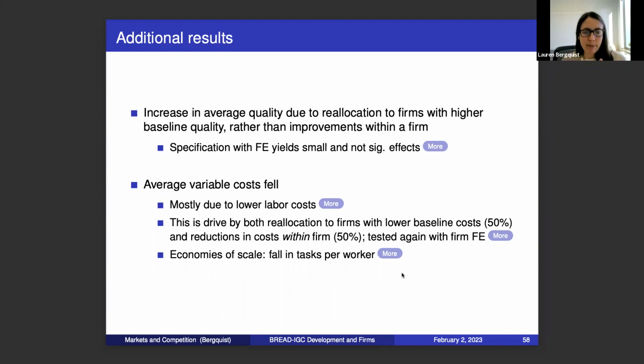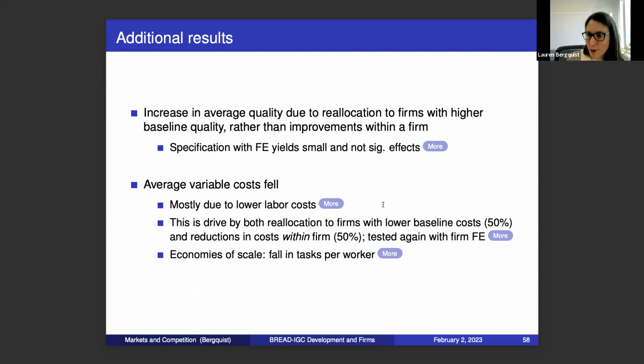They estimate this super simply by basically throwing firm fixed effects into the regression. That isolates the part that's within-firm quality upgrading in response to cell phones, and they find basically nothing there. So their takeaway is this is mostly happening from reallocation to firms with higher baseline quality, rather than firms upgrading their quality within the firm. They also find a reduction in cost, especially labor cost in particular.